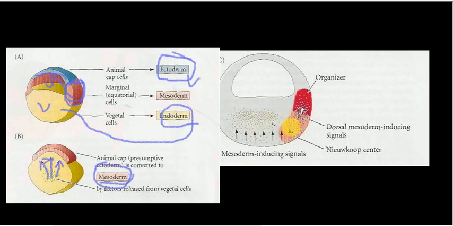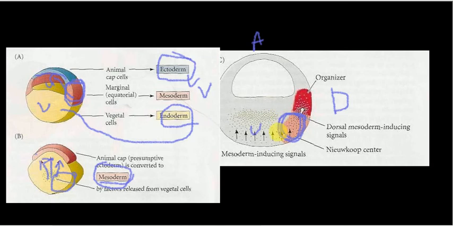Okay, so basically these group of cells are very important. So these are the dorsalmost vegetal cells. This is the dorsal region, this is the ventral region, and this is the vegetal pole, and this is the animal pole. Okay, so this is the dorsalmost vegetal cells.